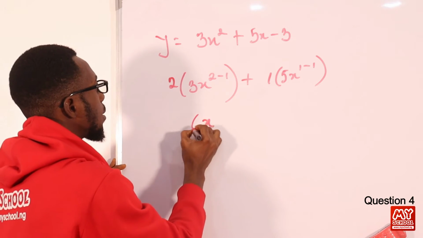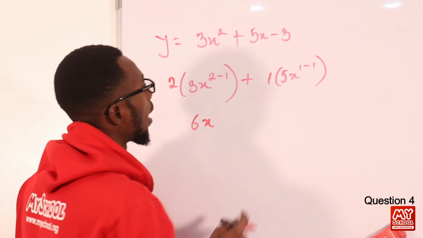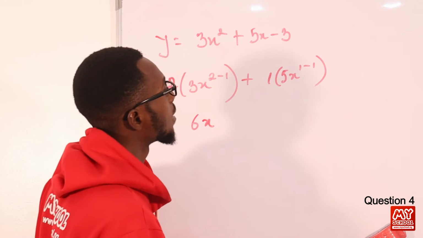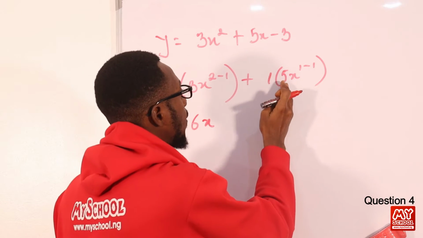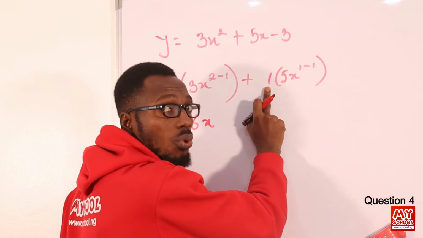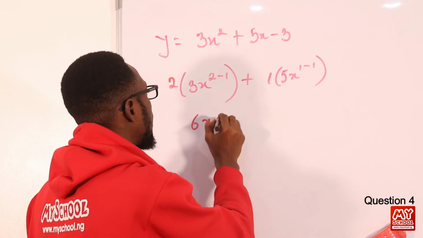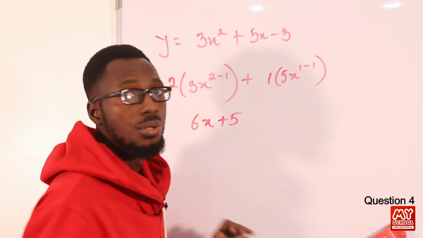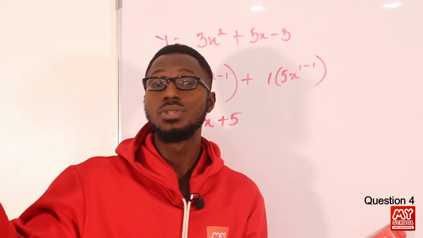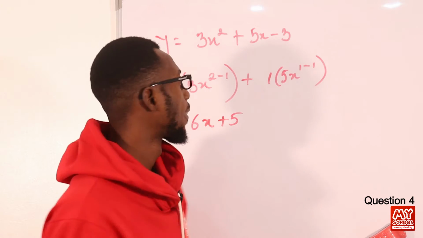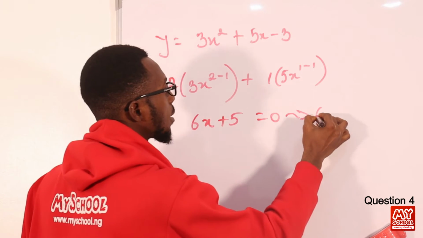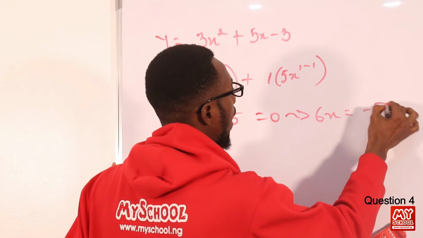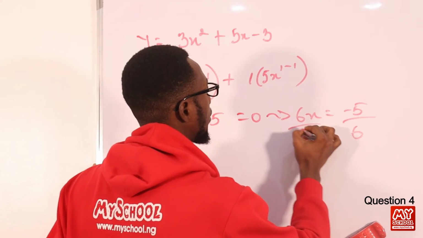2 times 3, that is 6x, isn't it? Then I have 1 minus 1, that is 0. So x raised to the power 0, that is 1. So 1 times 5 is 5. So to find our turning point, we are asked to determine the maximum value of y. So we just equate this to 0. Then I have 6x equals minus 5. Dividing both sides.